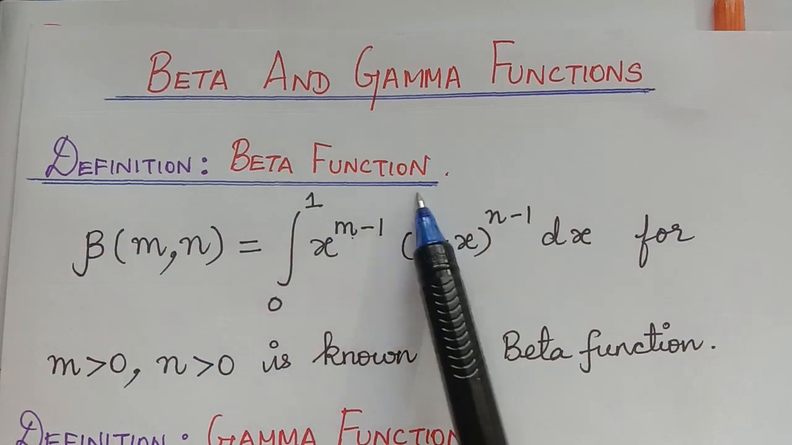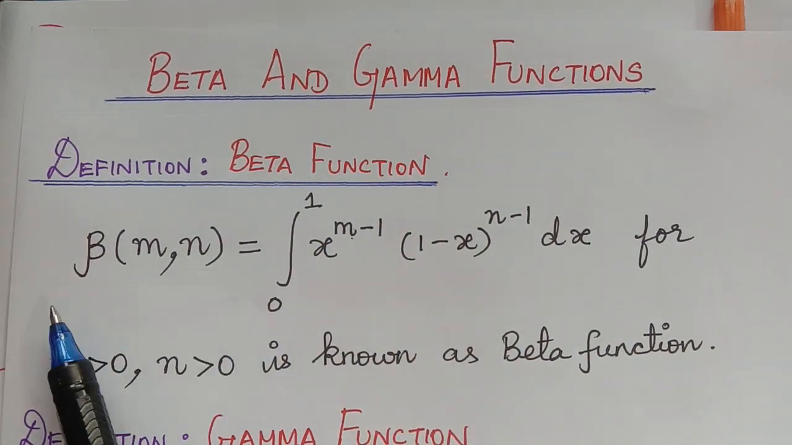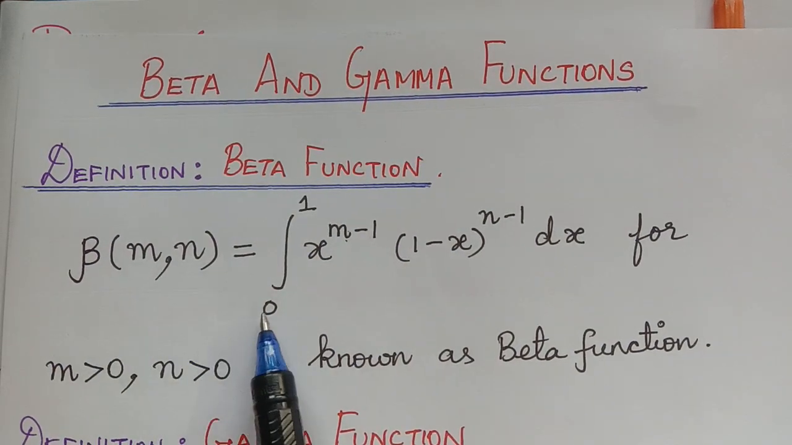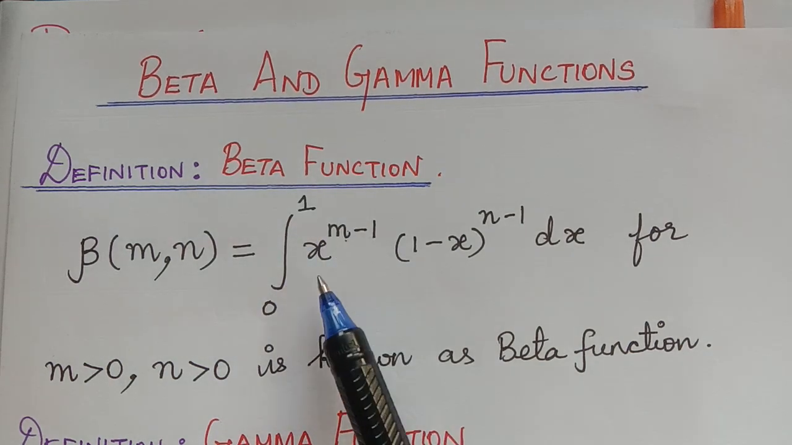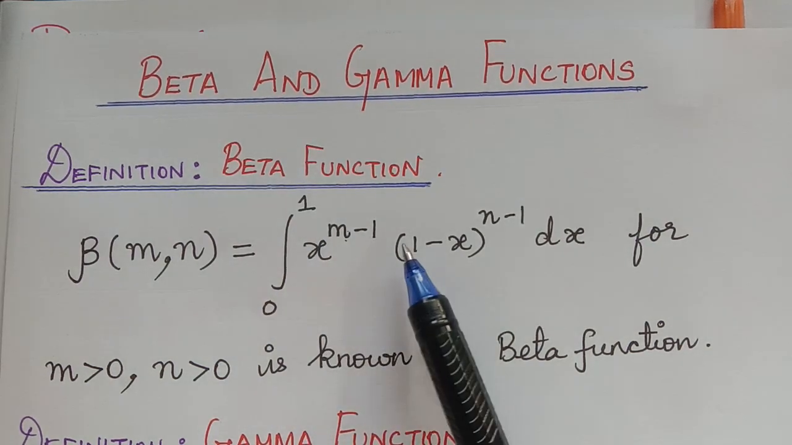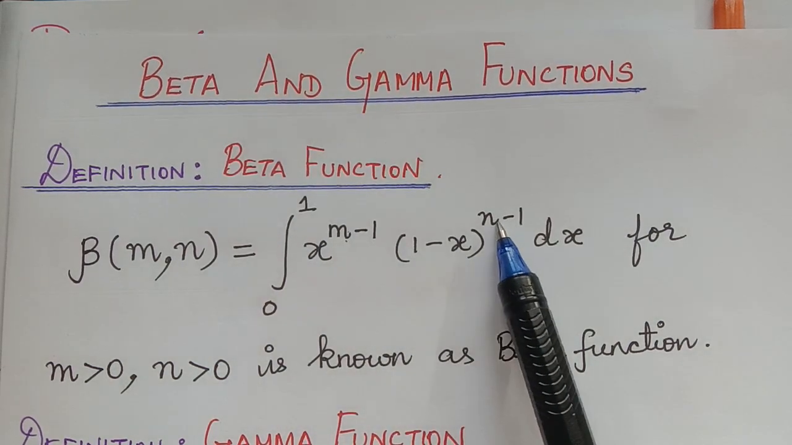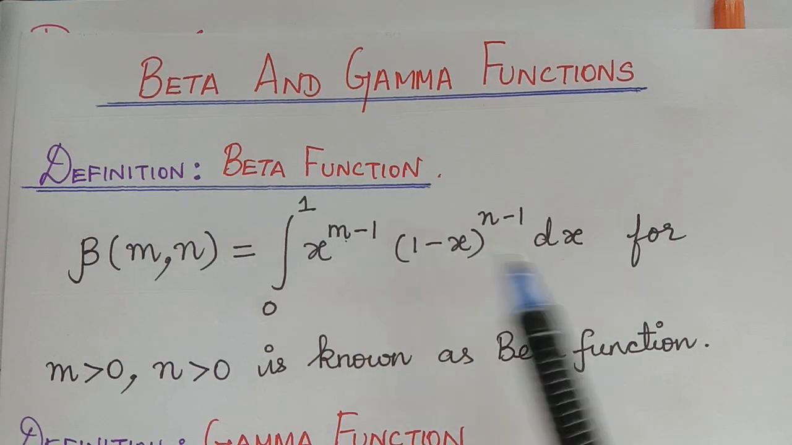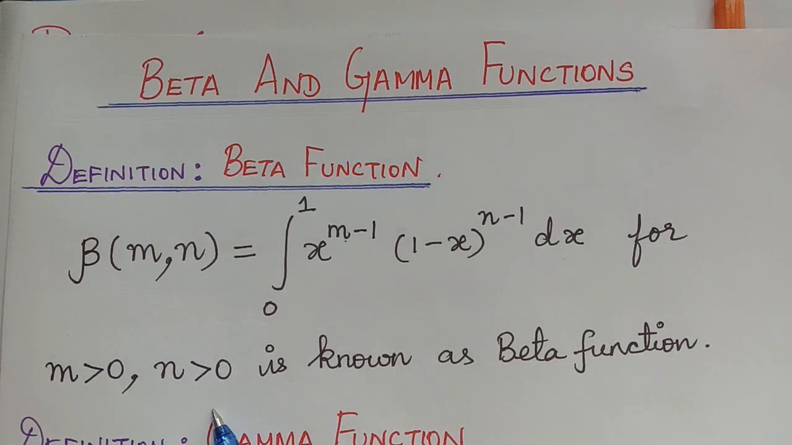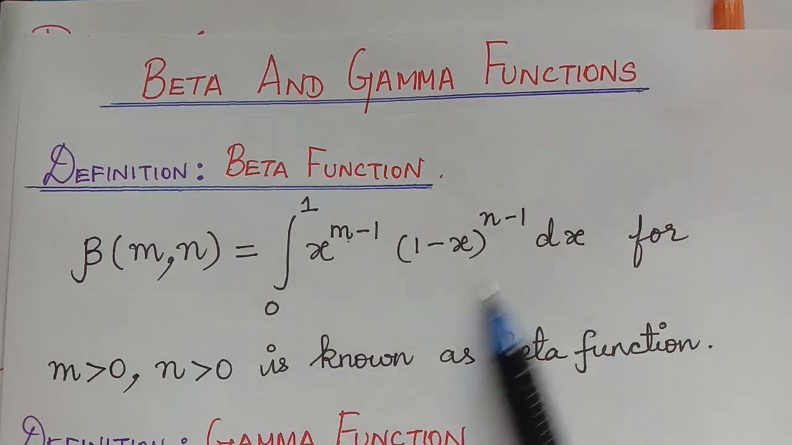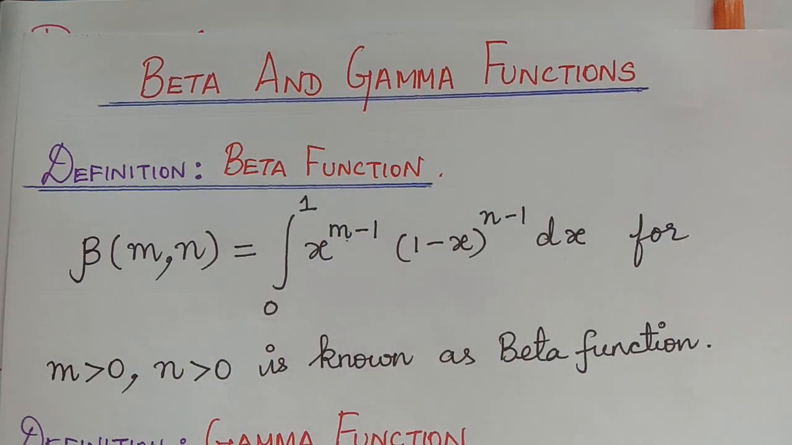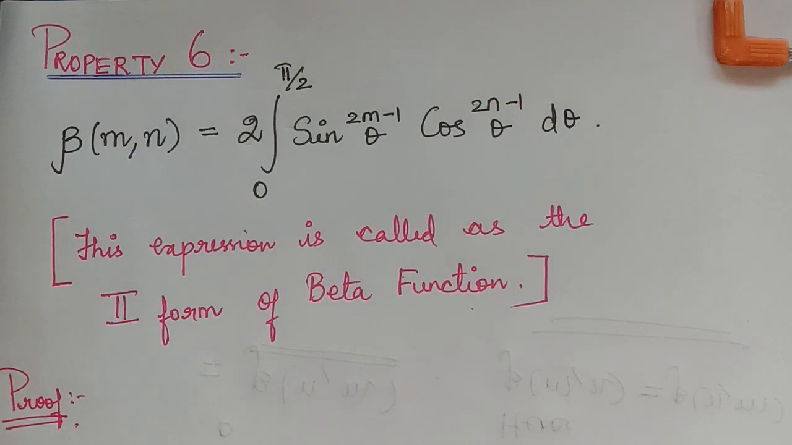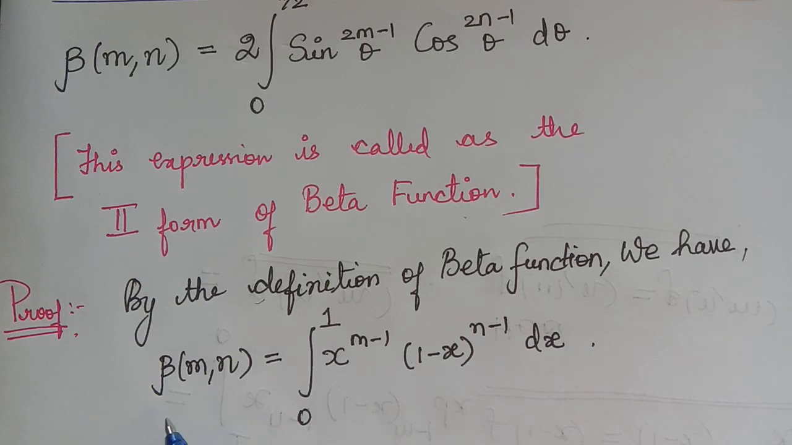So by the definition of beta function, we know that beta of m comma n is equal to integral 0 to 1 x to the power m minus 1, 1 minus x to the power n minus 1 dx for m and n greater than 0. So we have to first write this definition. So let us do that now. So beta of m comma n is equal to this integral.